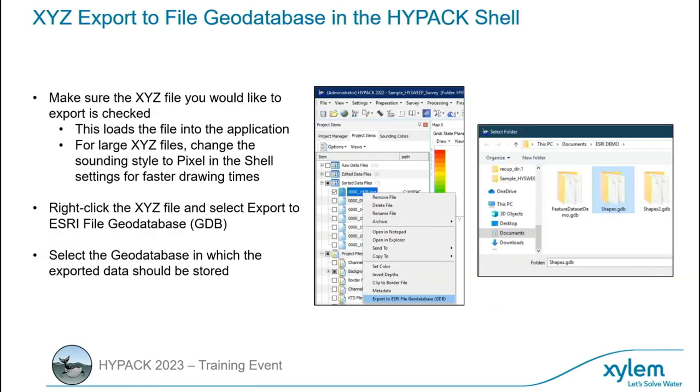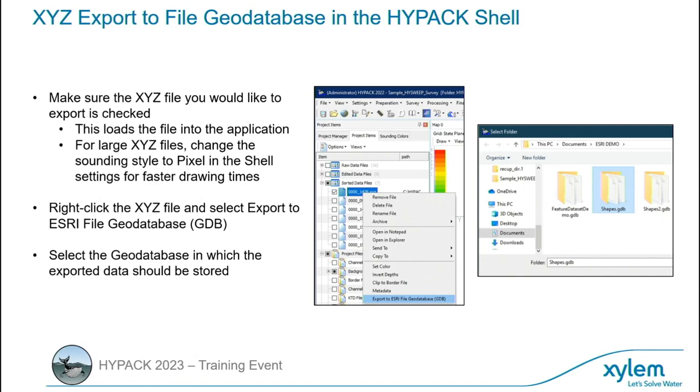And this is straight out of the shell. So if you go into your sorted data files drop down there in the little file tree thing, you can just right click it, and then there should be an option, export to file geodatabase. And you do have to have it checked for it to work. If it's not checked, it's not loaded. The data isn't actually loaded inside of the shell, right? Because if we were loading every single XYZ file, it would kind of get crazy and take up a lot of memory.